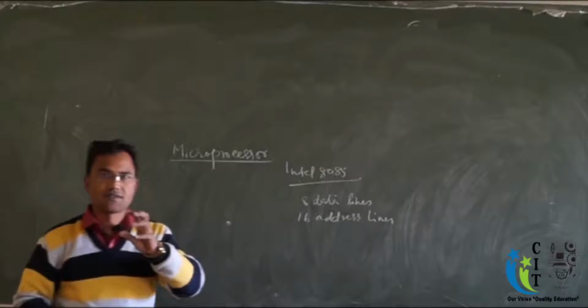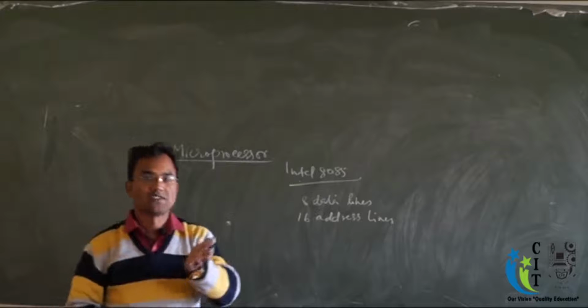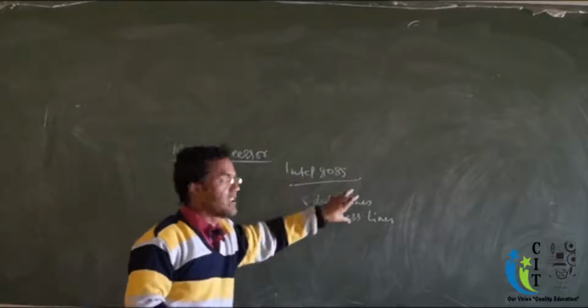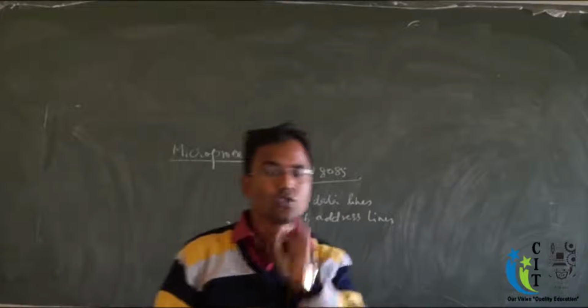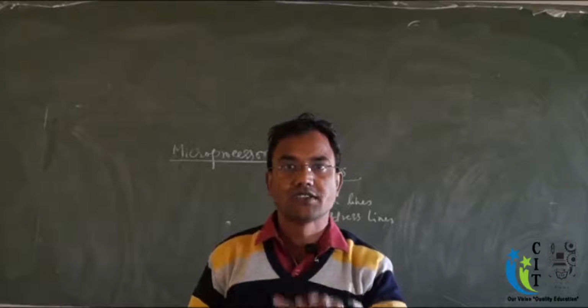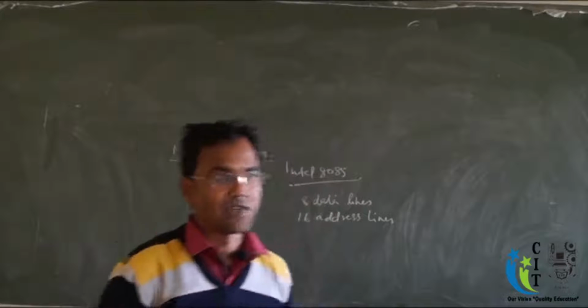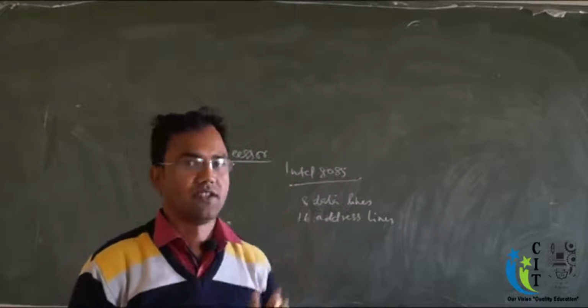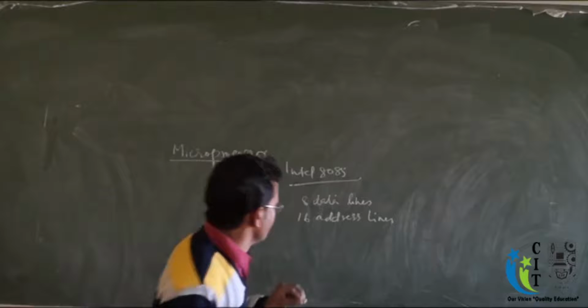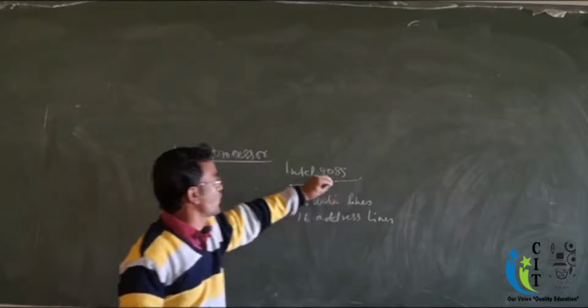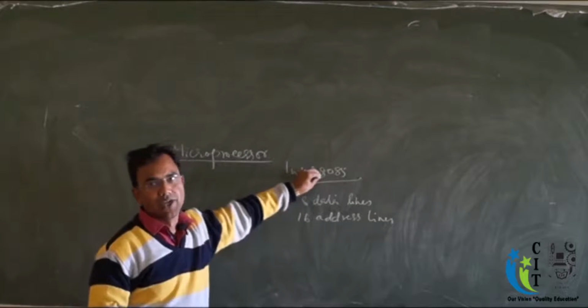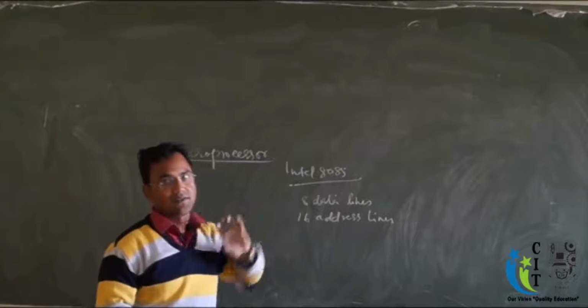Now you must understand what is data and what is address. So data lines are those conducting lines or those connecting lines through which the data flows, and data flows in terms of digital signals, that is, in terms of 0 or 1. So there are 8 data lines in a microprocessor called Intel 8085. There are 16 address lines.